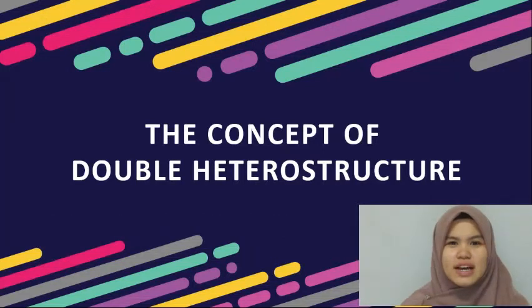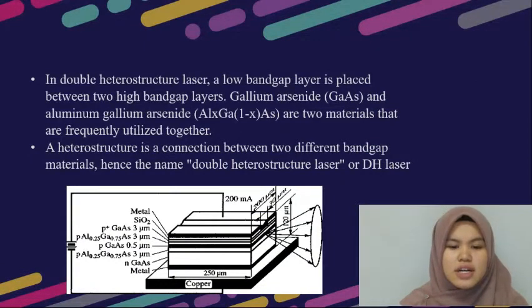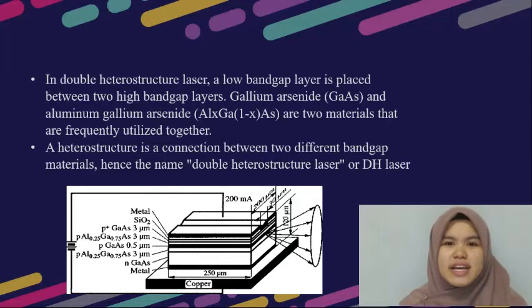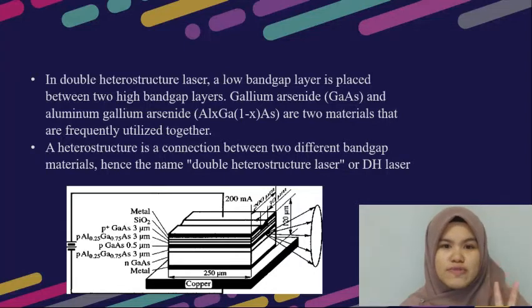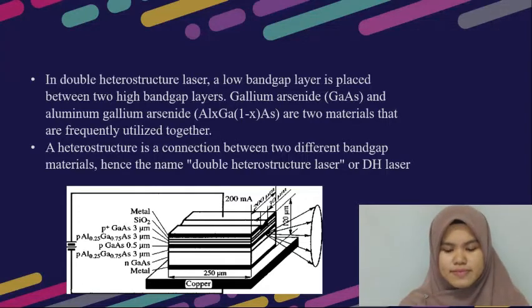Today, I would like to present about the concept of double heterostructure laser. In a double heterostructure laser, a low bandgap layer is placed between two high bandgap layers, gallium arsenide and aluminum arsenide, two materials that are frequently utilized together. A heterostructure is a connection between two different bandgap materials, hence the name double heterostructure laser or DH laser.